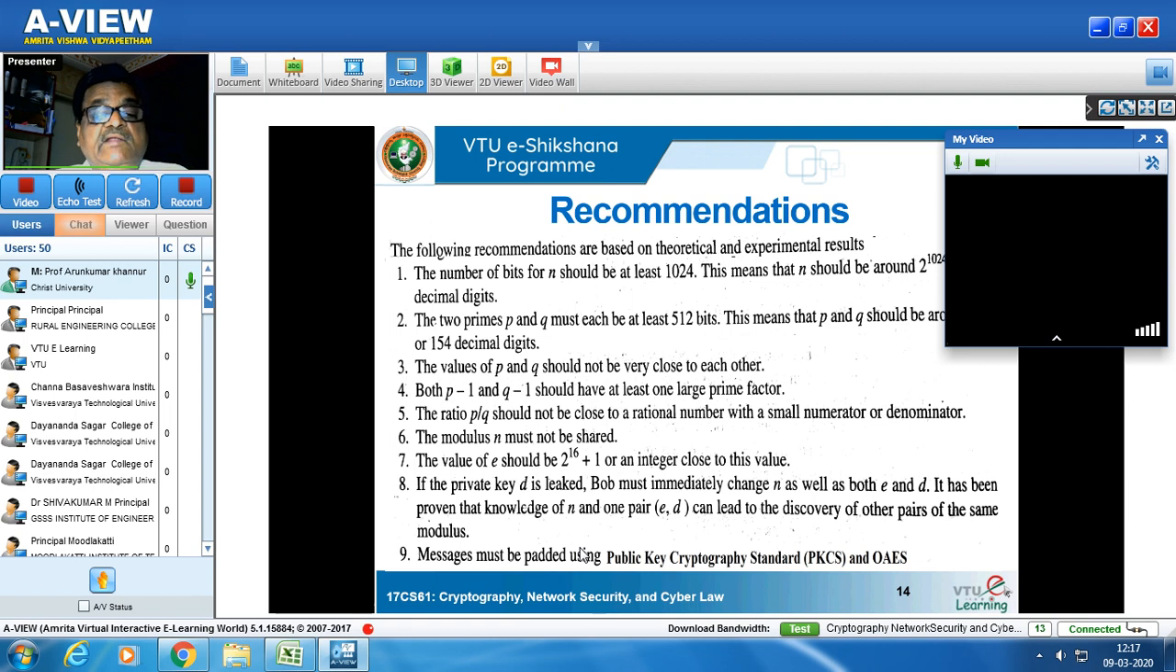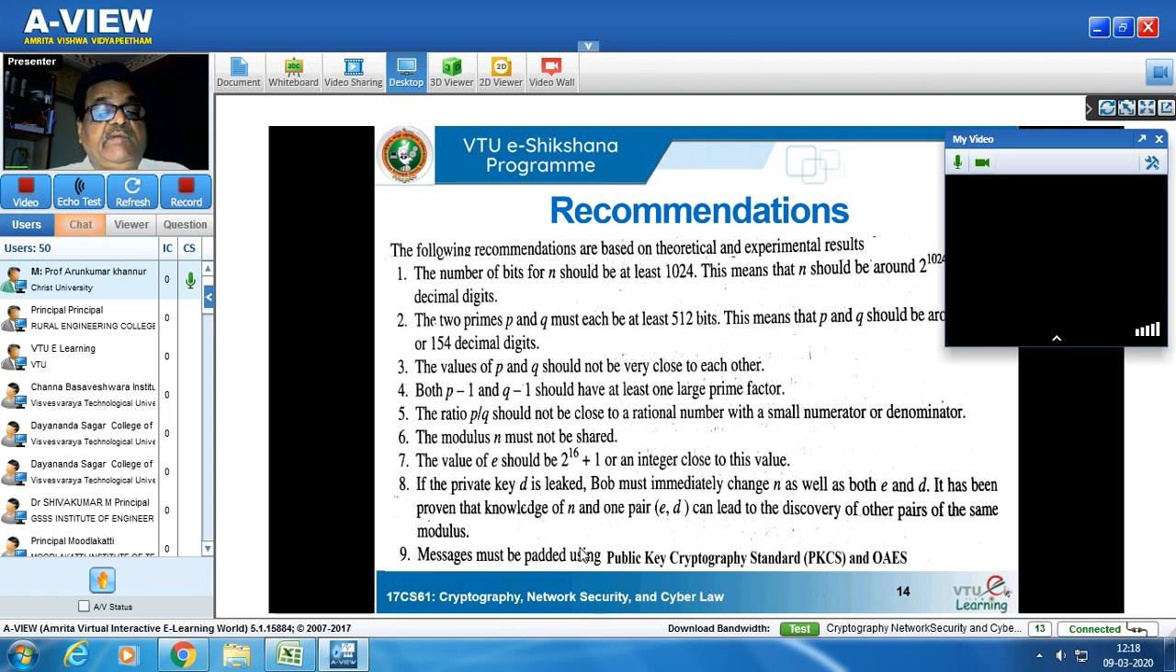Both p minus 1 and q minus 1 should have at least one large prime factor. The ratio p divided by q should not be close to a rational number with a smaller numerator or denominator. The next recommendation is the modulus n must not be shared.